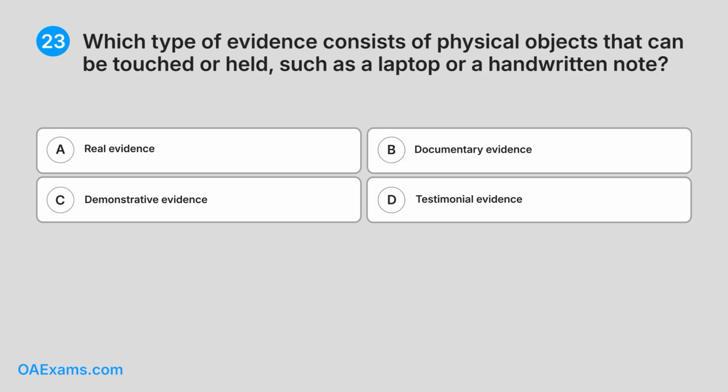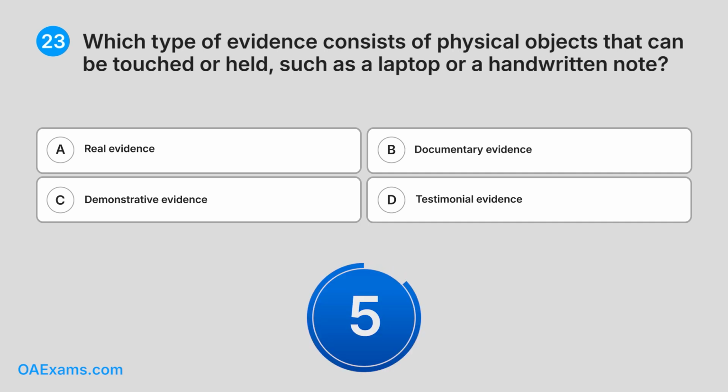23. Which type of evidence consists of physical objects that can be touched or held, such as a laptop or a handwritten note? A. Real evidence. B. Documentary evidence. C. Demonstrative evidence. D. Testimonial evidence. Do you know the answer?